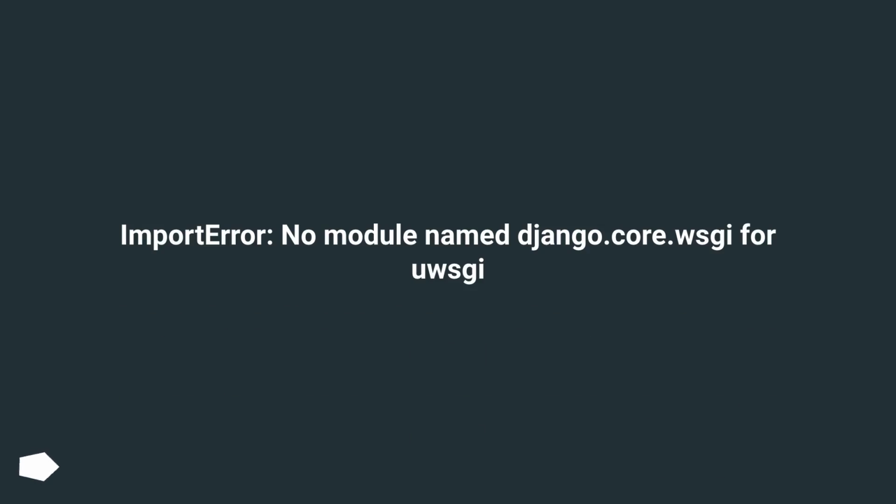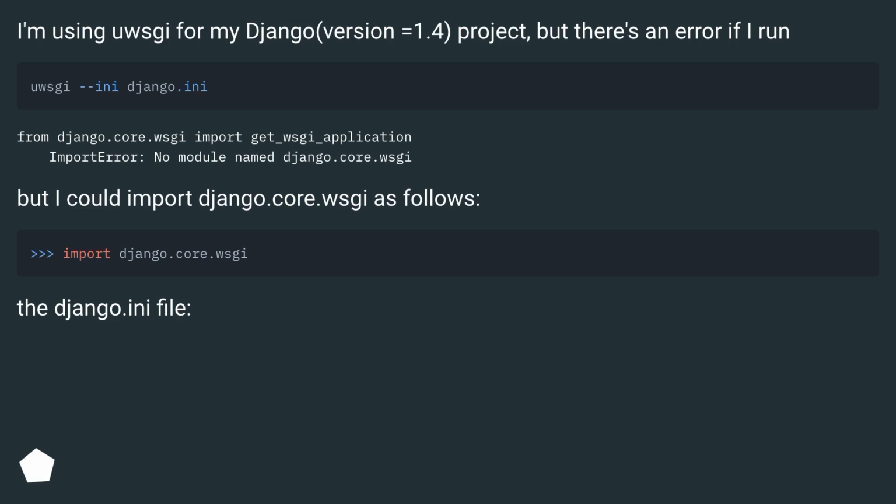Import error, no module named django.core.wsgi for uwsgi. I'm using uwsgi for my Django version 1.4 project, but there's an error if I run. But I could import django.core.wsgi as follows.